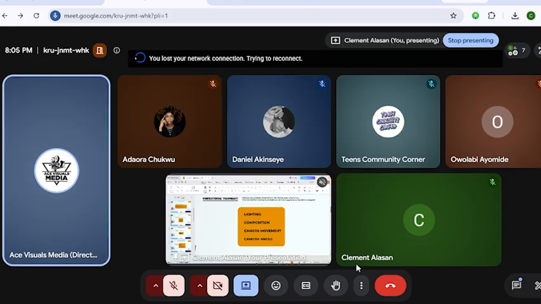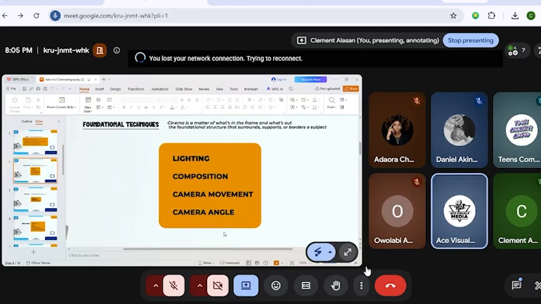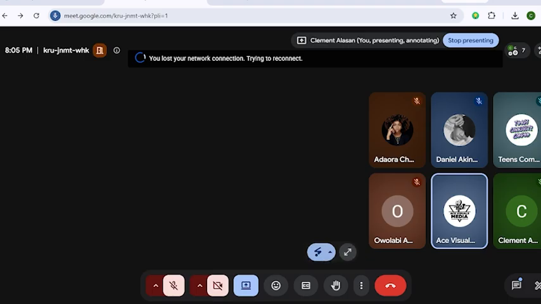So I'm sure we can all see my screen now, right? So let me just talk briefly on the rest. Tomorrow we look at the remaining ones. Now, the third one is camera movement.